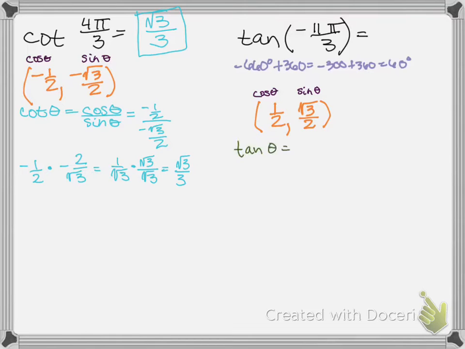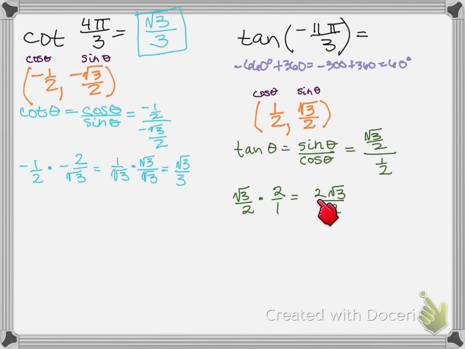I'm looking for tangent, which is sine over cosine. So root 3 over 2 divided by 1/2, which really means the square root of 3 over 2 times 2 over 1. My 2's reduce out, so I'm left with the square root of 3 over 1. Well, okay, so I'm left with 2 root 3 over 2, but my 2's are going to reduce out, so I'm just left with the square root of 3.